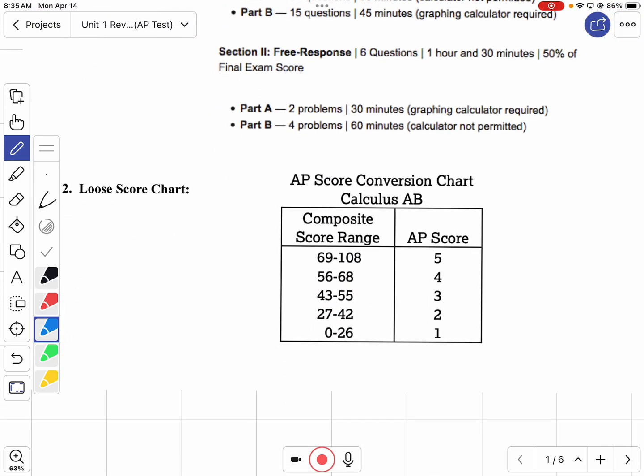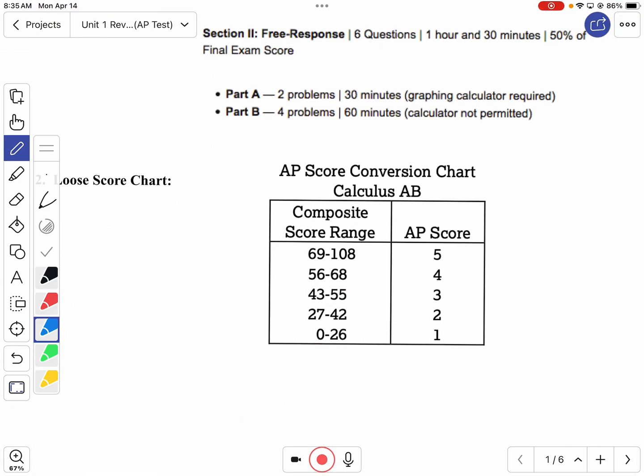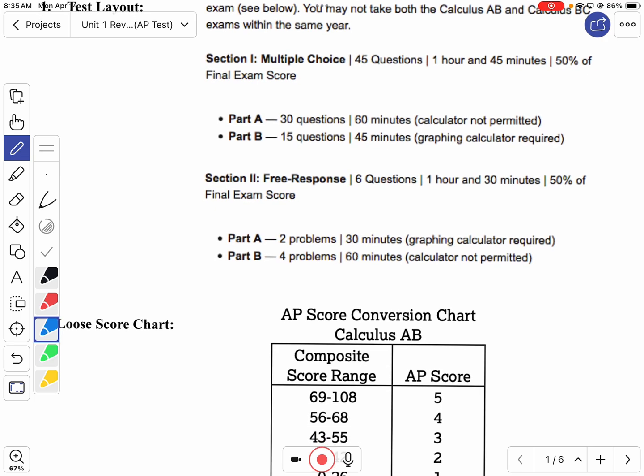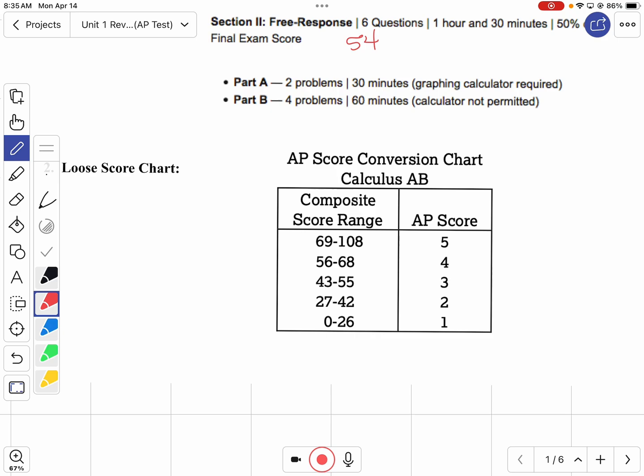Loose scoring chart, okay? Note that this changes year to year, but this is pretty close to what it stays. If you notice, it told you that half of the exam, and I'll tell you this, it's 54 and 54, okay? For a total score of 108. So you can see where doing well on the multiple choice puts you in a good position, okay? Free response is the bonus, it's what will separate you from the top tier, okay? So that's why it's important.